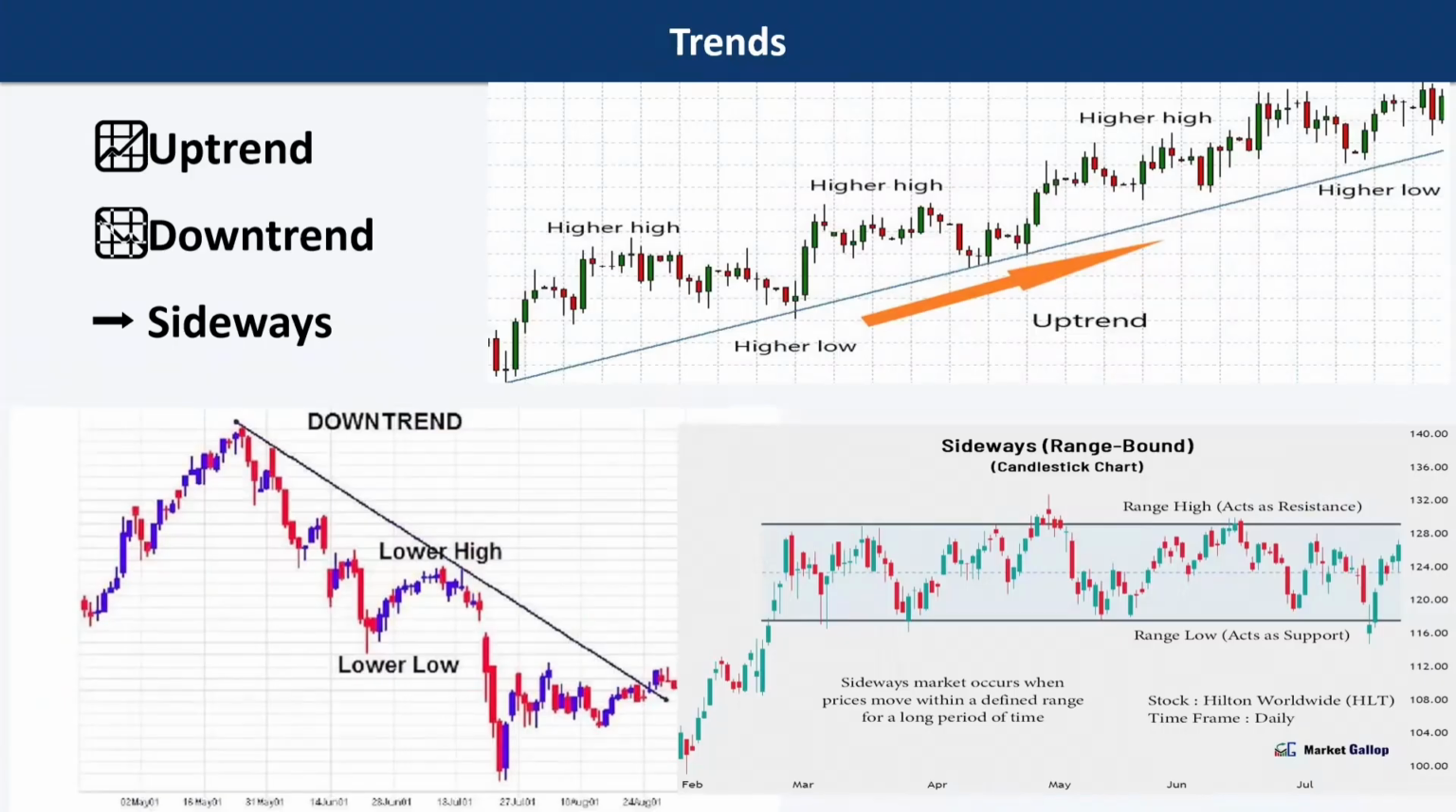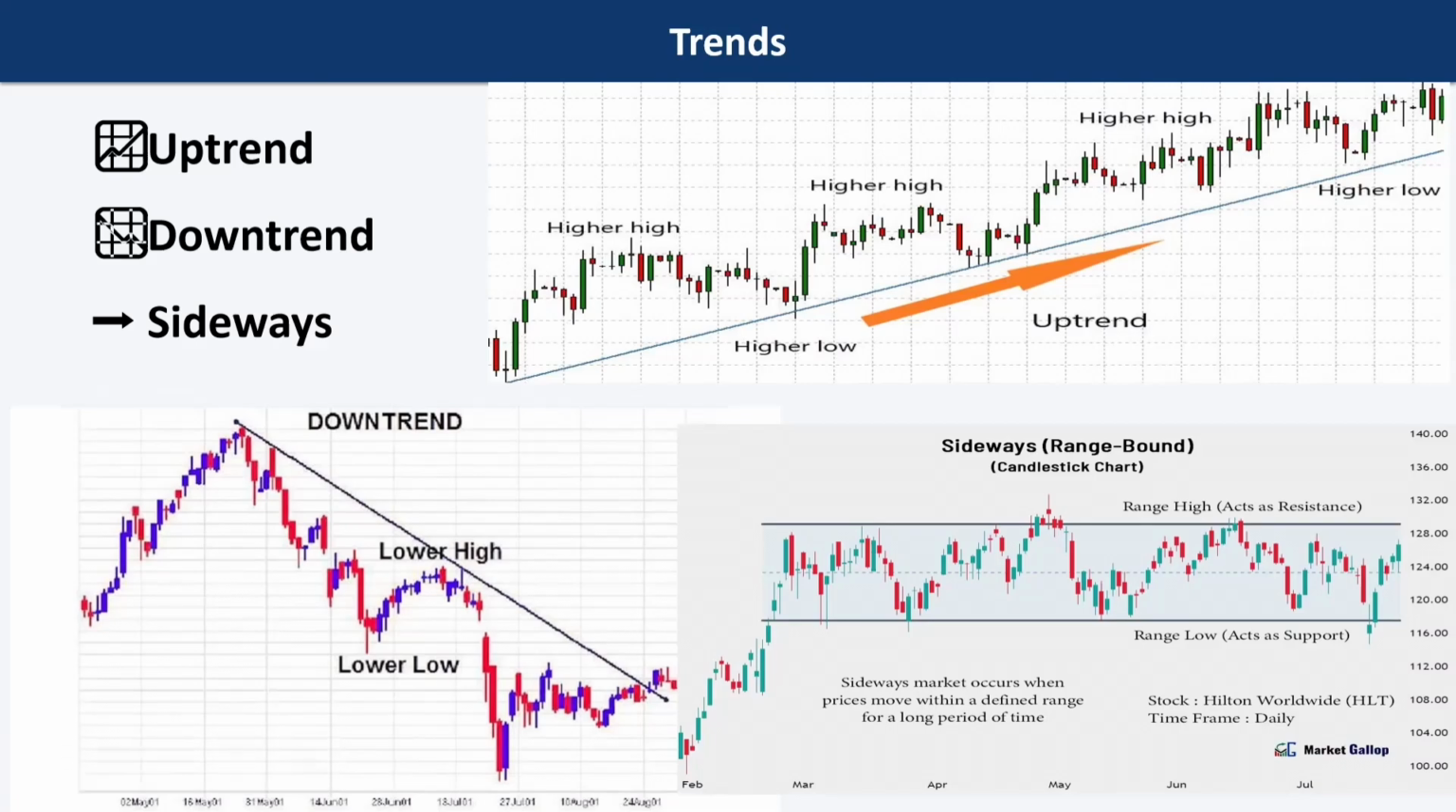Now we'll see trends. What are those trends? Uptrend, downtrend and sideways. So first I will explain uptrend. Uptrend means the prices are increasing. It's like a staircase. If a stock market has been rising steadily for several weeks, here you can find higher highs and higher lows, right? So say for example, here the price is 100, 110, 120, 135, 150. Then it is called what? It is called uptrend.